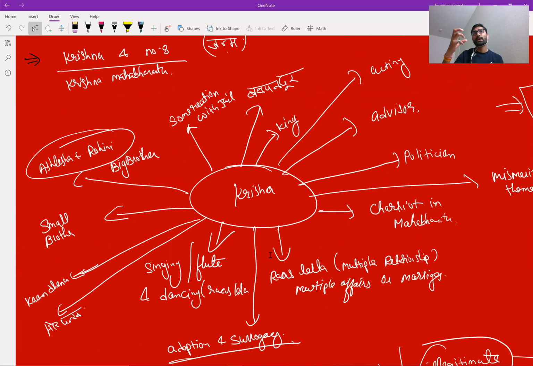And many times some people born in jail or prison may have something in Rohini Nakshatra, because Lord Krishna got his birth in prison.